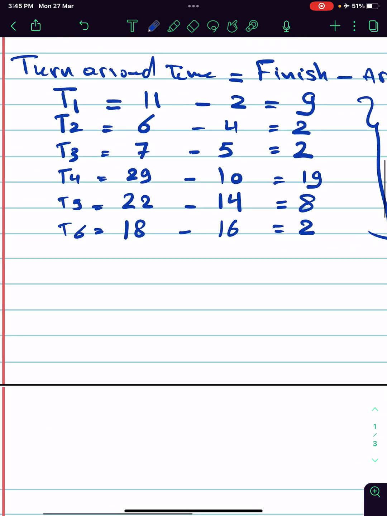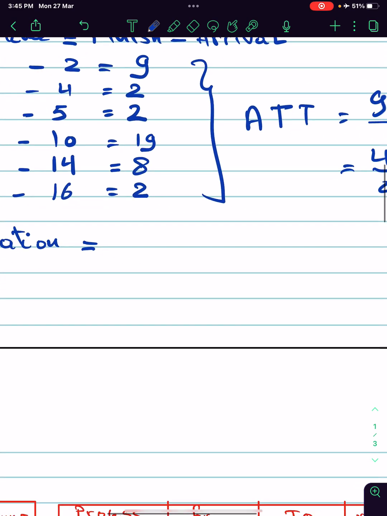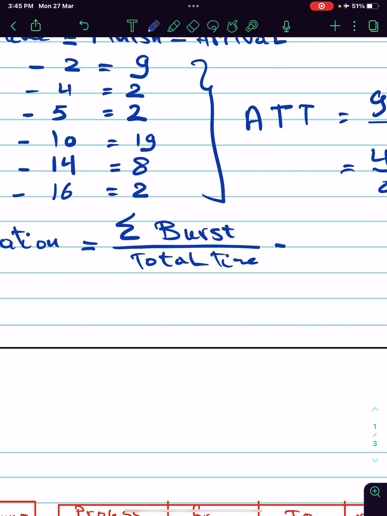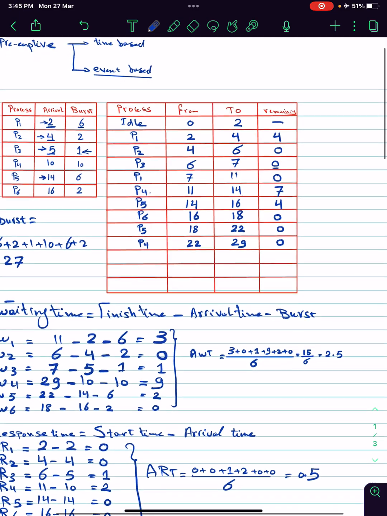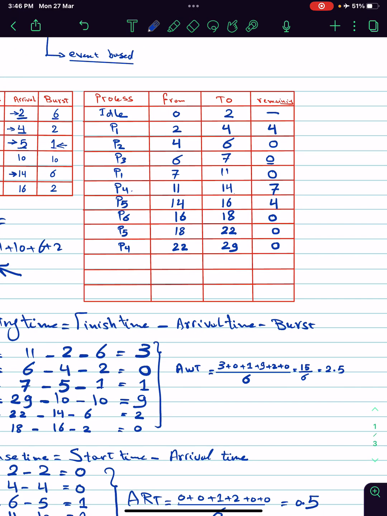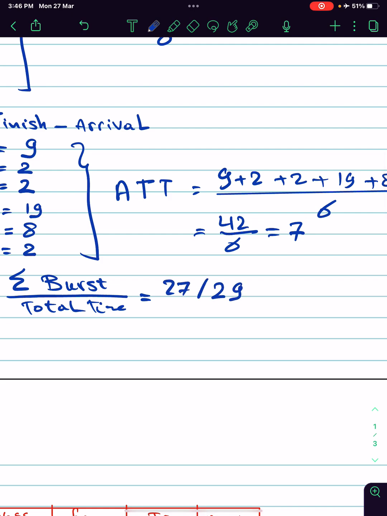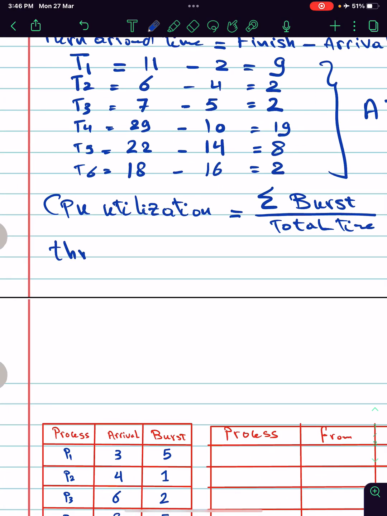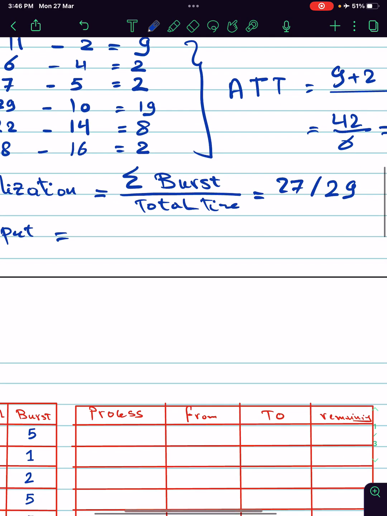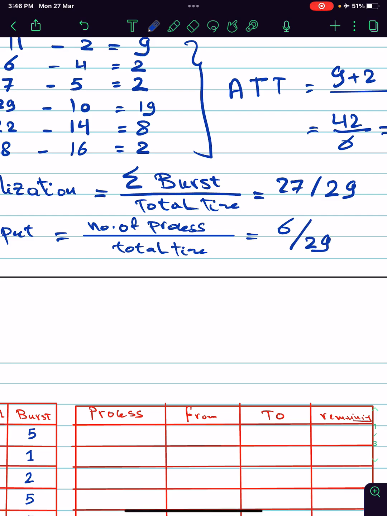You can also now calculate the CPU utilization. What is the CPU utilization again? It's the sigma burst divided by total time. Let's calculate the sigma burst. We already did here, 27, and the total time is 29, right? So it's going to be 27 divided by 29. And the throughput is the number of processes finished divided by total time. This is going to be 6 because there are 6 processes, divided by the total time, which is 29.